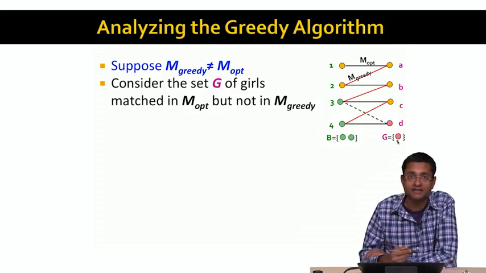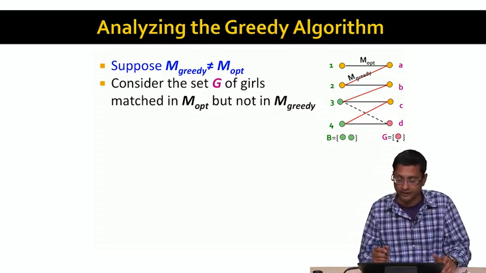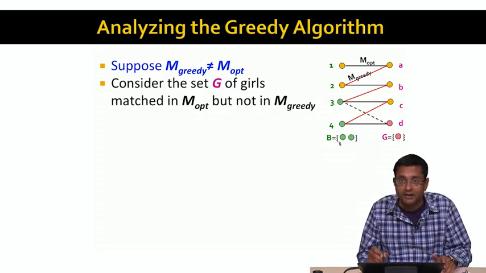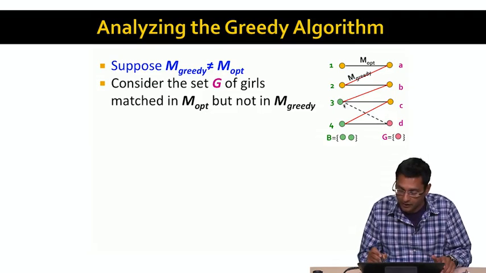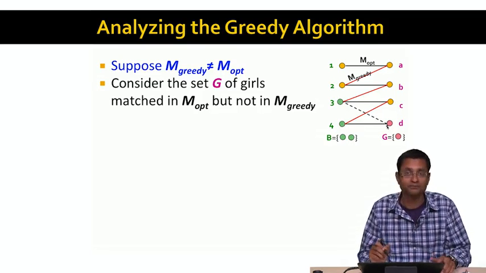We define the set G to be the set of girls that are matched in the optimal algorithm, but not in the greedy algorithm. Now, we define the set B to be the set of boys that are adjacent to the girls in the set G. In this case, the set G just has a single node. The set of boys that are adjacent are 3 and 4, and so there are 2 boys in the set B that are adjacent to the girls in the set G.